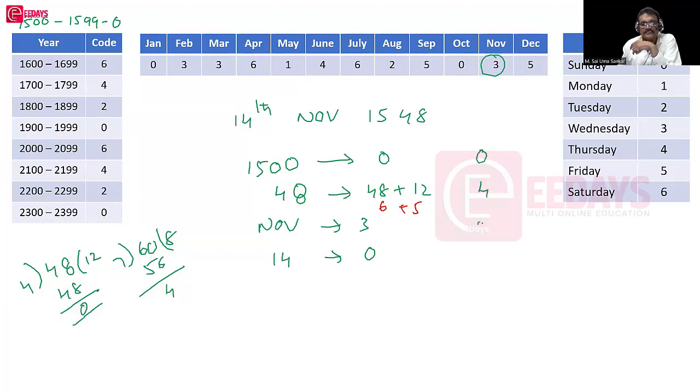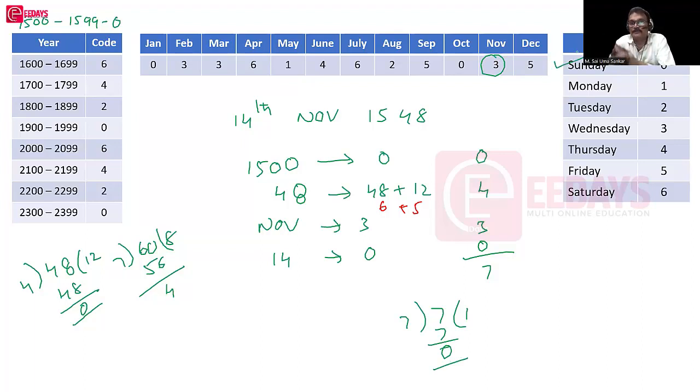Next, this is 3 and this is 0. So what is the sum? The sum is 7. Again, divide this number by 7: 7 ones are 7, the remainder is 0. So what is 0? That is Sunday. That means all multiples of 7 represent Sunday. Is it clear? I'm going to explain one more example.